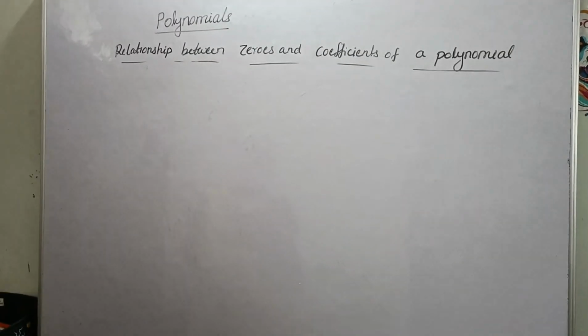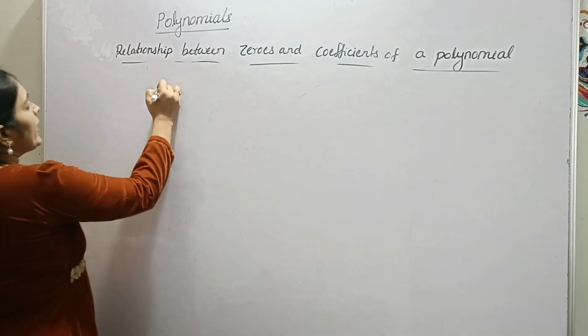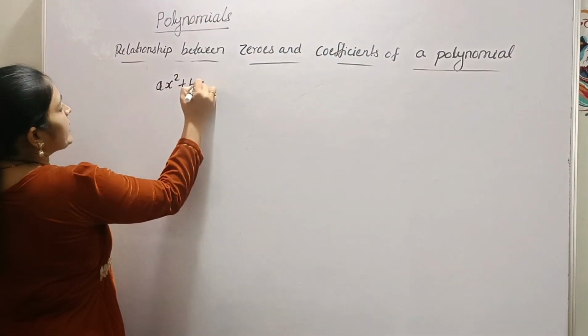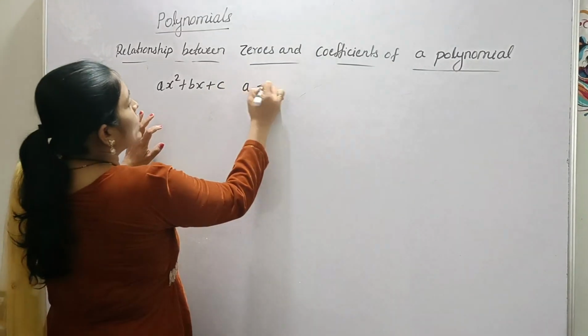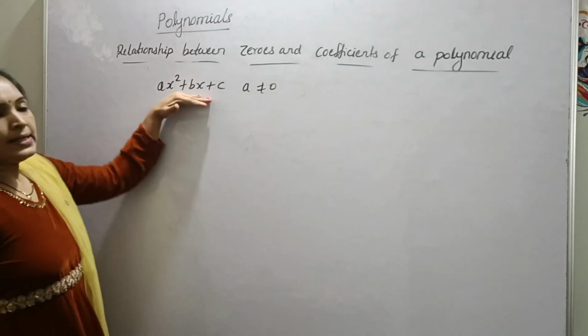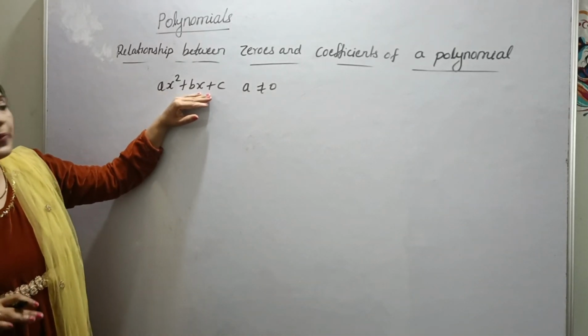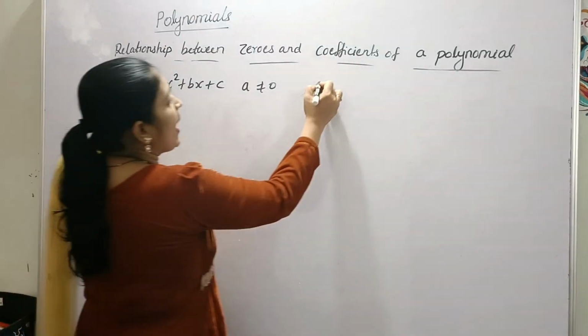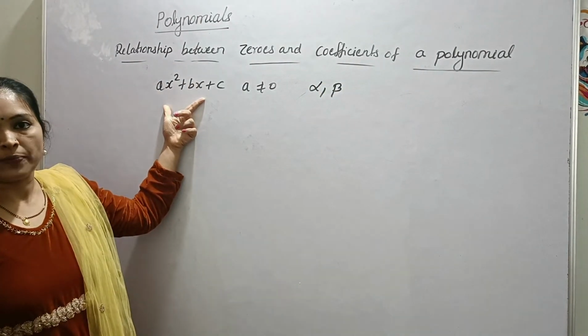Next, for a quadratic polynomial, let's take the general form of a quadratic polynomial, ax square plus bx plus c. Here a is not equal to 0. Since it is a quadratic polynomial, it has a maximum of 2 zeros. So let's take alpha and beta as the zeros of this quadratic polynomial.